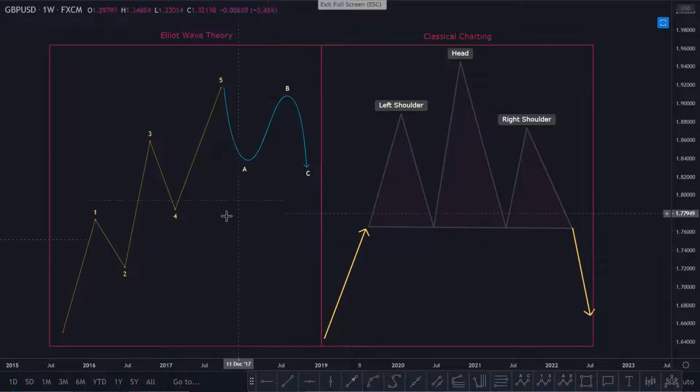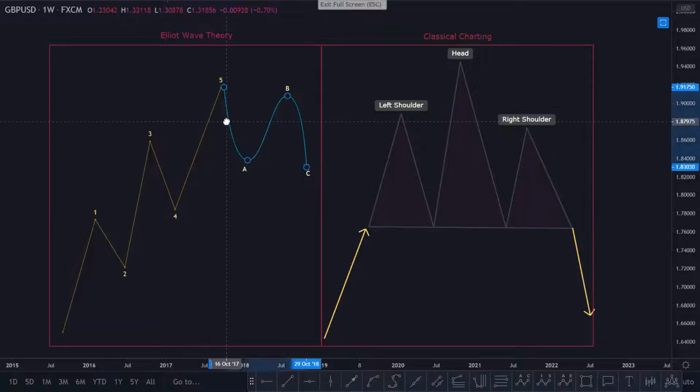So basically, our methodology is an amalgamation of Elliott wave theory and classic charting. So with Elliott wave, if you guys are not familiar, he basically talks about price waves, how price moves in waves. And he talks about impulses being 5-wave moves with 1, 2, 3, 4, 5, with 1, 3, and 5 being impulsive moves in the direction of the trend, and 2 and 4 being corrective waves.